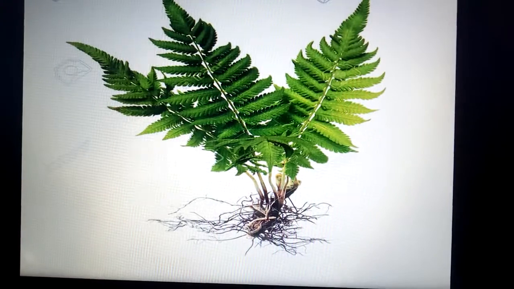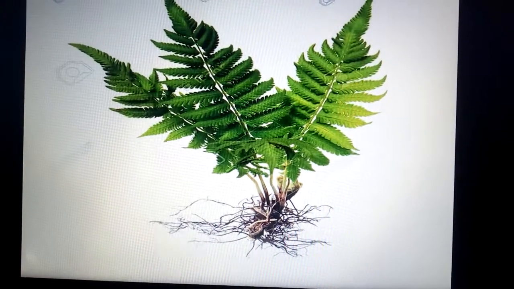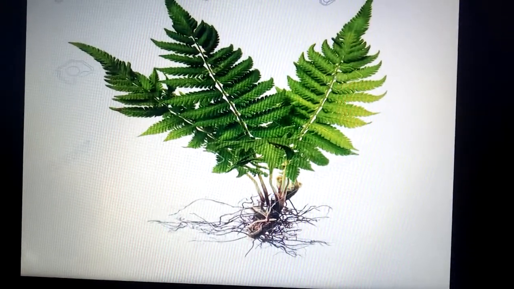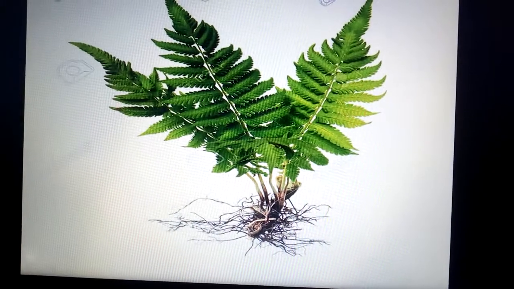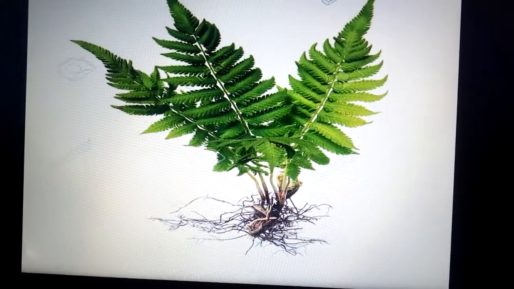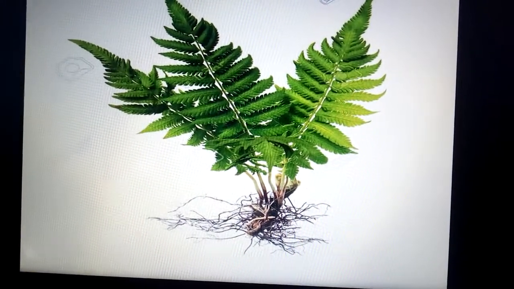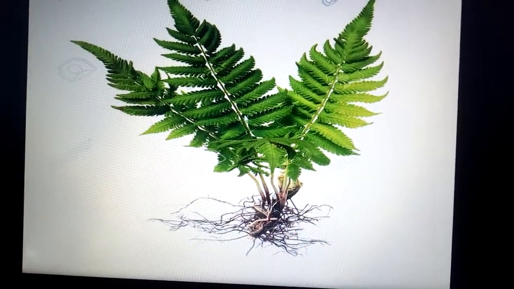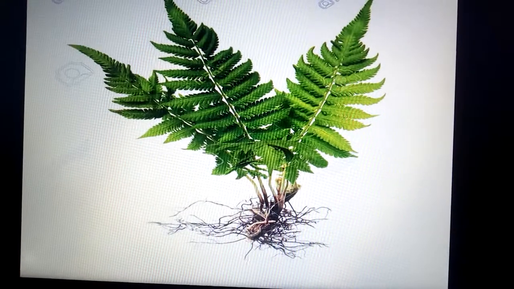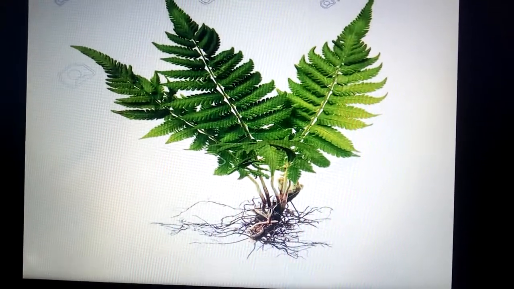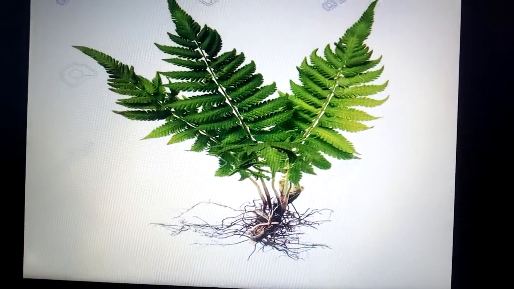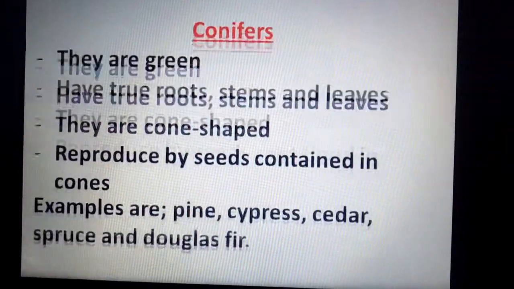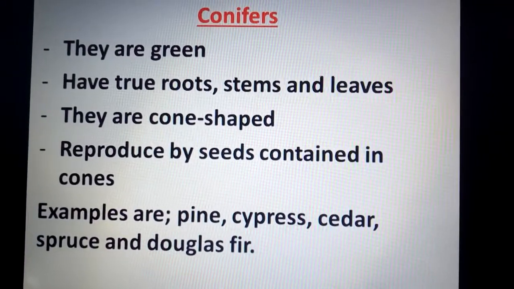Now that is the diagram. When you look at it, here these are the roots, well seen. Then there are the stems. You look at here and discover there's a stem. Then they have the leaves. You can identify it so well because all those roots, stems, and leaves are well seen. Good.